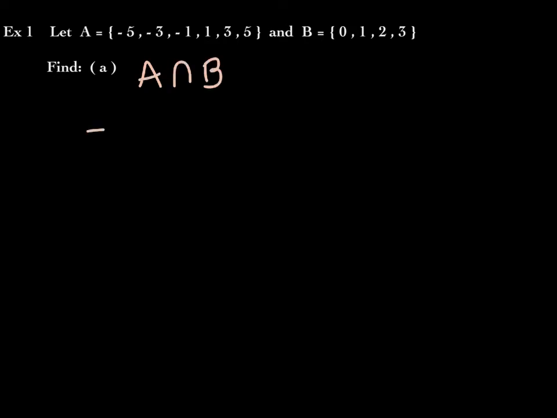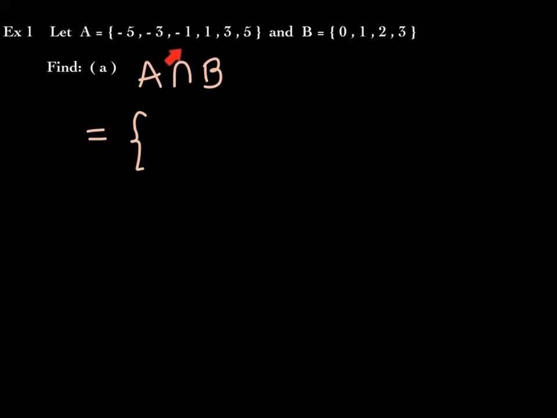Now, A intersection B by definition is a set. So I'm going to start by writing a set. I've got to use braces. And the elements that are in the intersection are those elements that belong to A and belong to B. Let's see. Does -5 make it into the intersection? No, because -5 is in set A, but it's not in B. Does -3 make it into the intersection? No, because -3 is in A, but it's not an element in B.